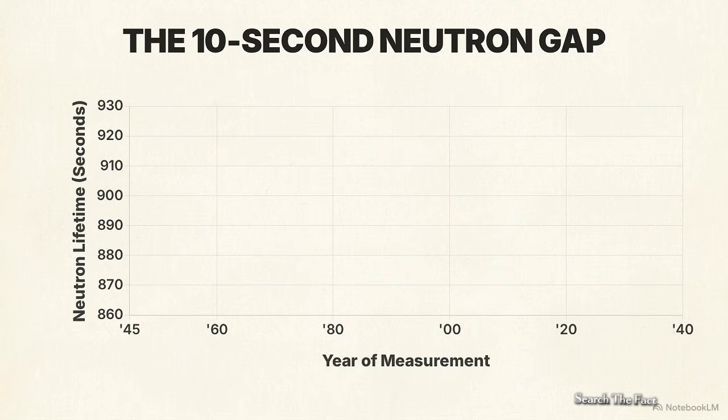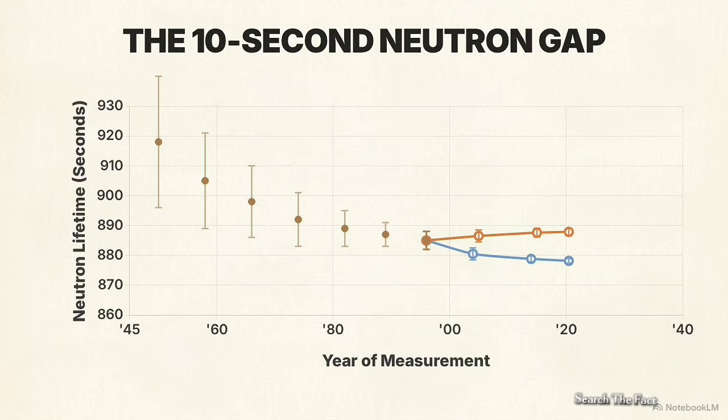This scatter plot maps historical measurements of the neutron's lifetime. Over the decades, physicists improved their instruments, shrinking the error bars and seemingly zeroing in on a precise consensus. But as precision peaked, the modern data suddenly split into two distinct, non-overlapping trend lines. They are separated by a stubborn, vertical gap of approximately 10 seconds.